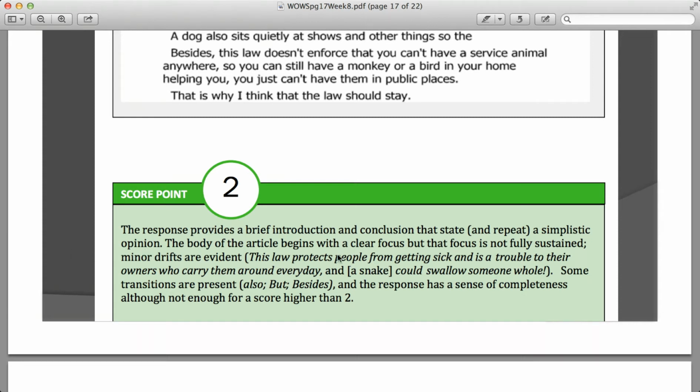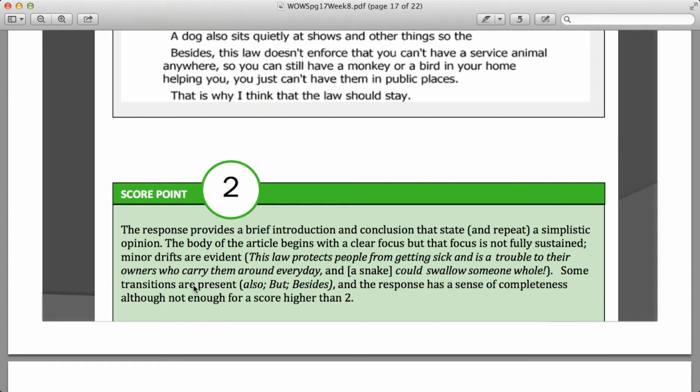The body of the article begins with a clear focus, but that focus is not fully sustained and minor drifts are evident. For example, this law protects people from getting sick and is a trouble to their owners who carry them around every day, and a snake could swallow someone whole. So it kind of drifts off.